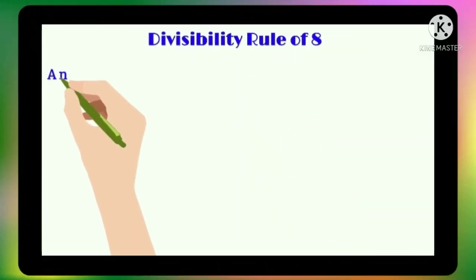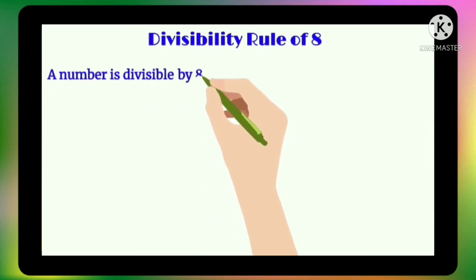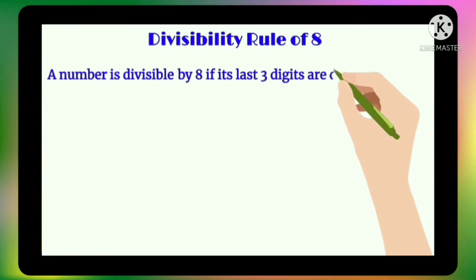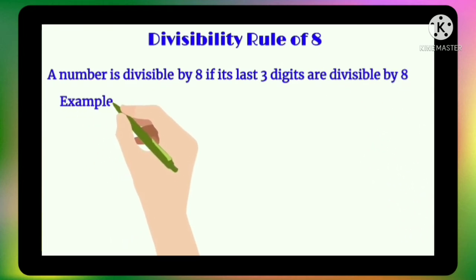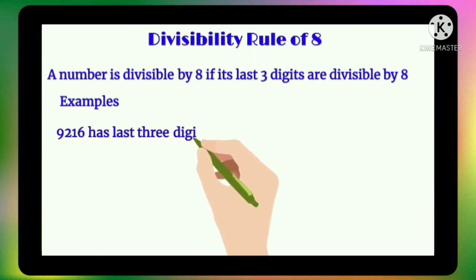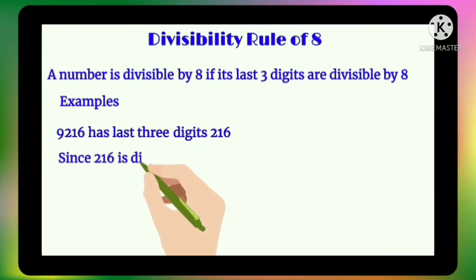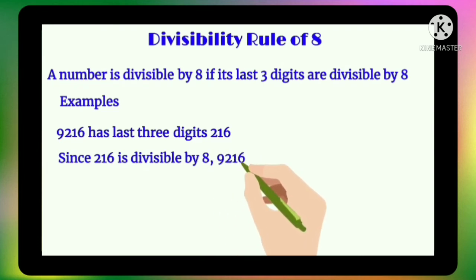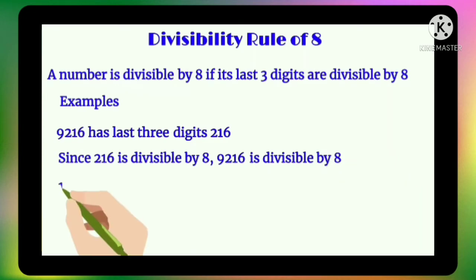Divisibility rule of 8. A number is said to be divisible by 8 if its last three digits are divisible by 8. For examples, 9216 has last three digits as 216. Since 216 is divisible by 8, then 9216 is also divisible by 8.